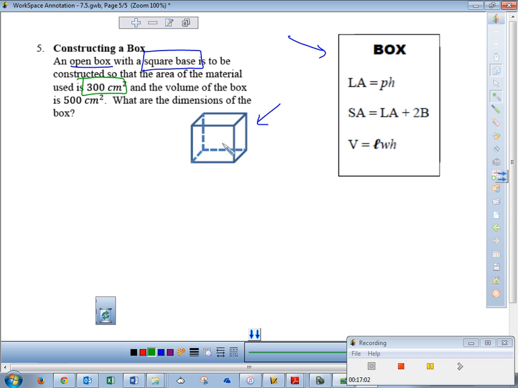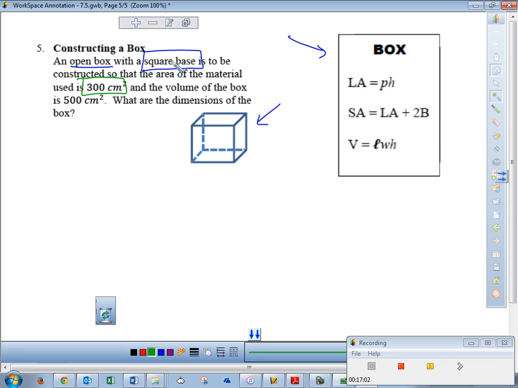Lateral area is only the area of the lateral faces. Surface area is the lateral faces and the base areas. That's what this says: take your lateral area plus 2. What's the capital B stand for again? Base areas. Lowercase b stands for base. Capital B stands for base area.